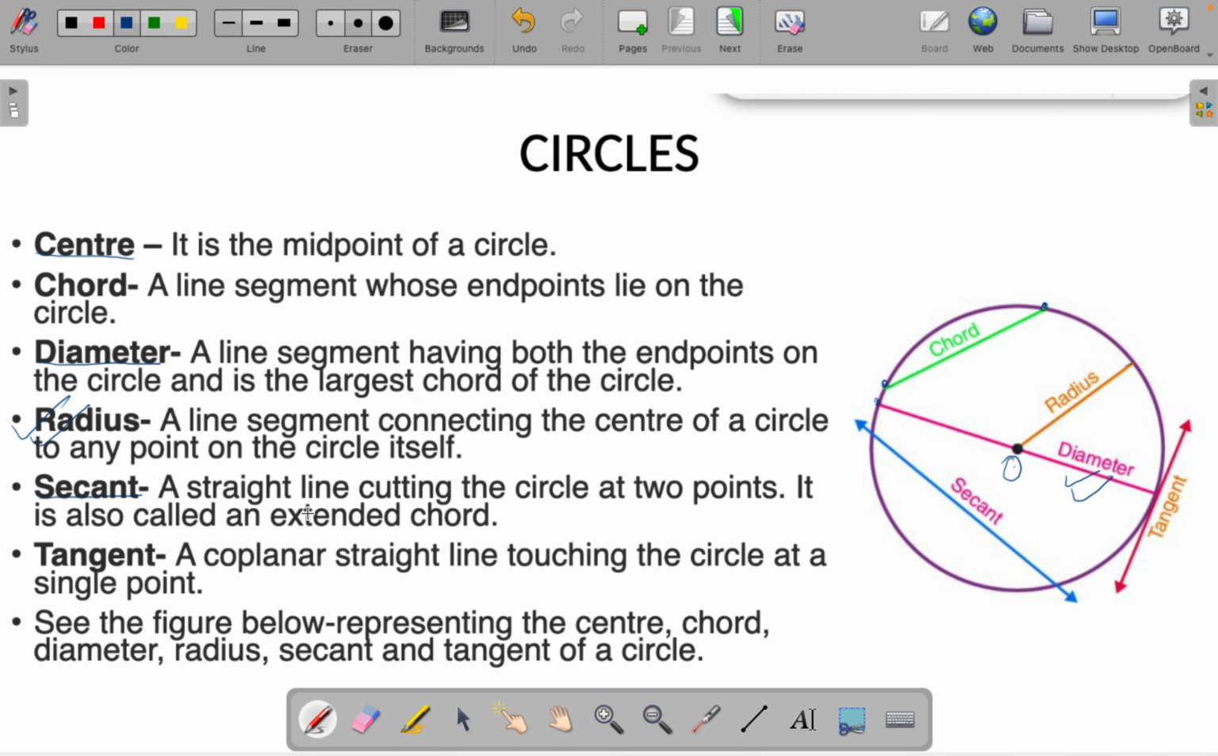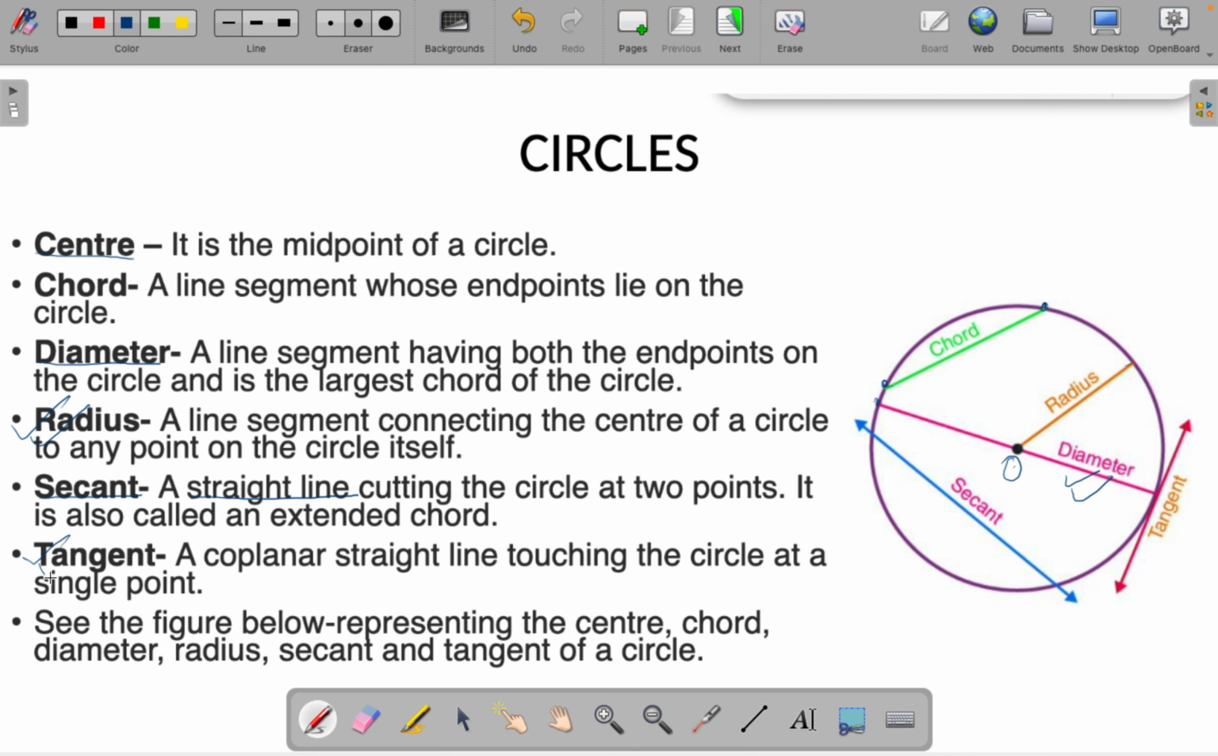Now, what is a secant? Now, a secant is a straight line. See, it is extending on both sides. It is a straight line cutting the circle at two different points. Right? So I can also say a secant is, if you extend the chord on both sides, we will say that we get a secant.